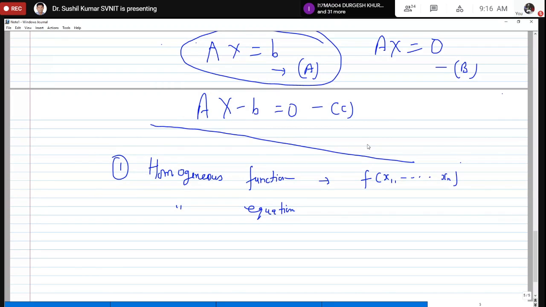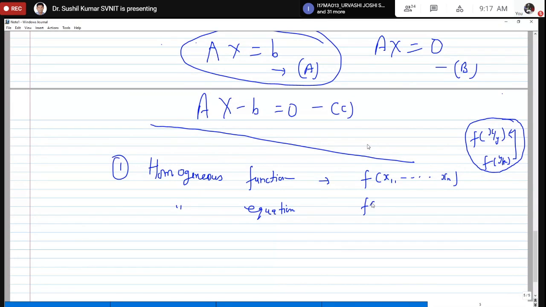Do you have any idea of the definition of a homogeneous function for n variables? For 2 variables, it is okay: if you can write the function in the form f of y over x or f of x over y, then it is homogeneous. That is okay for a function of 2 variables. But if f is a function of n variables, then how will I check whether the function is homogeneous or non-homogeneous? Any idea? Quickly say, there is no time.